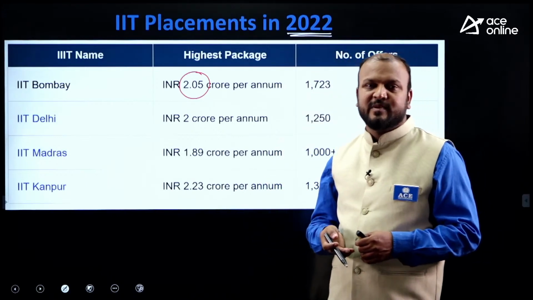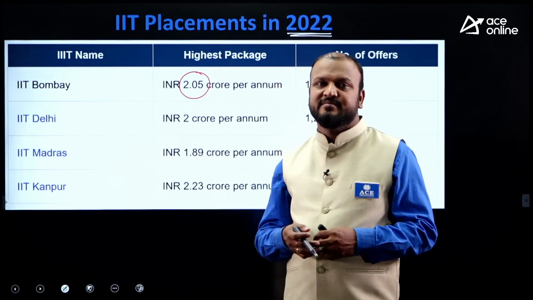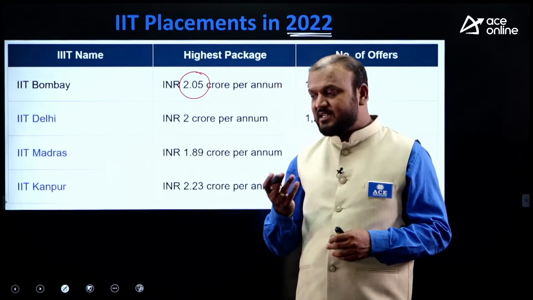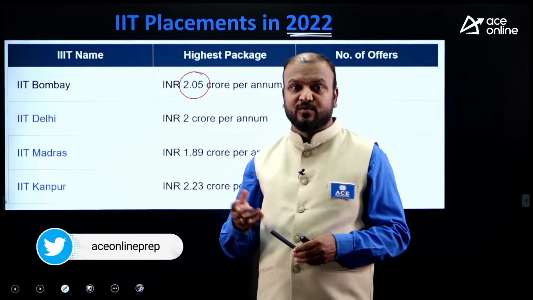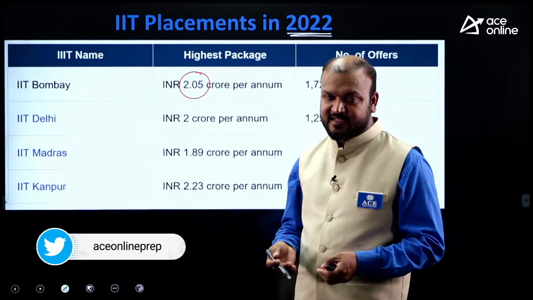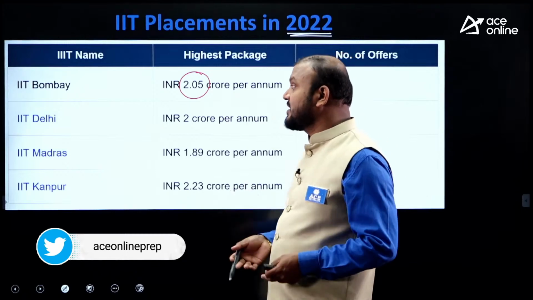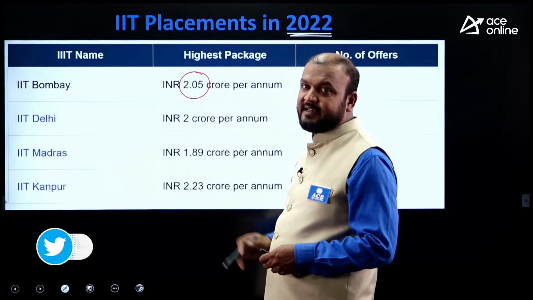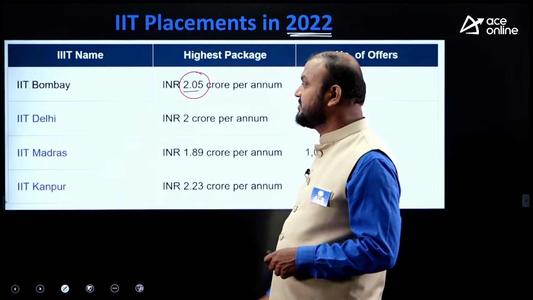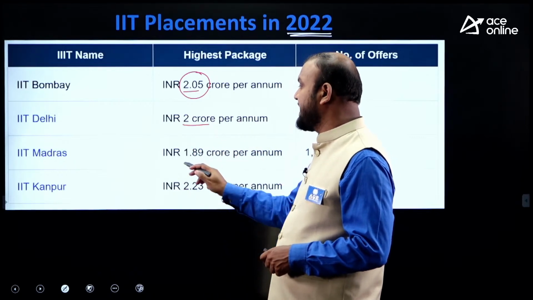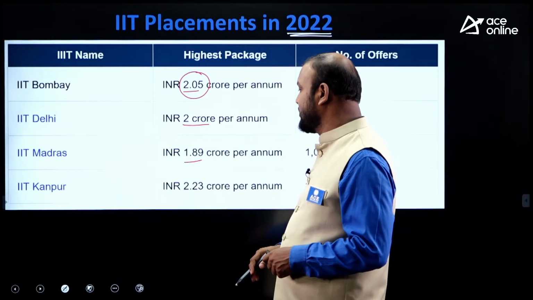Generally, normal college students get 5 lakhs or 6 lakhs per annum. And for that 5 or 6 lakhs only, we say, oh, very good, the student got a very good job, and we appreciate it. But look at the pay packages of IIT candidates. IIT Bombay candidate 2.05 crore per annum. Delhi 2 crore per annum. IIT Madras 1.89 crore per annum.